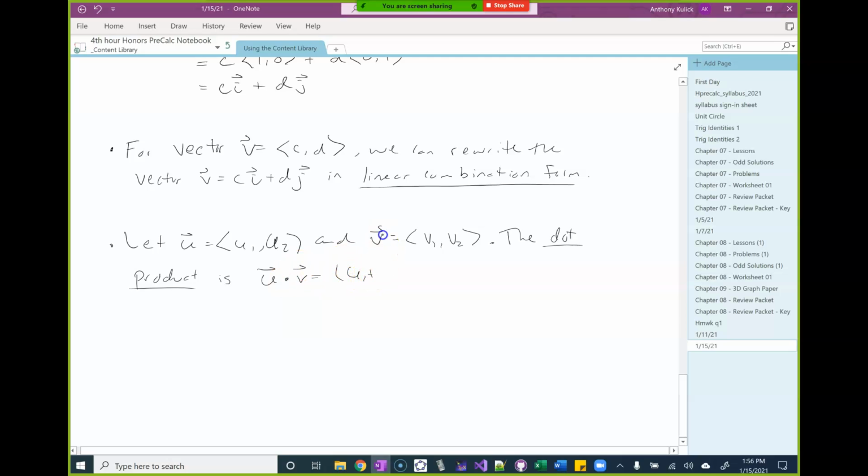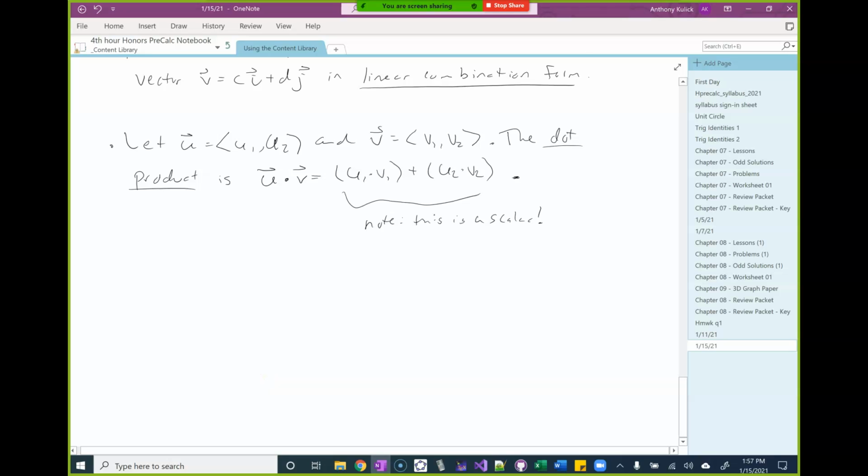So the dot product of u and v is just going to be u1 times v1 plus u2 times v2. Note it is a scalar, so the dot product of two vectors is just a number. It's not another vector. Okay, and we'll be using dot products a lot in this chapter as we move forward. Or maybe it's in the next chapter. I don't remember for sure. I think it's this chapter though. When we talk about lines and planes and such, that'll become quite useful.